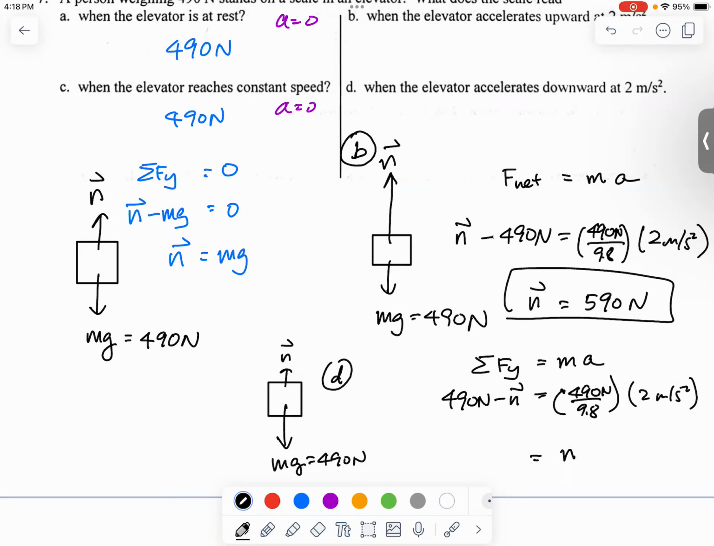So if you rearrange the variables, you add the normal force to the other side, and this side is going to be 100. So subtract 100 from both sides, so your normal force would be 390 newtons. And that's why, if the elevator goes down, you have a little bit of a feeling of weightlessness, because the normal force is less. Your feet will feel less normal force from the floor for that reason.